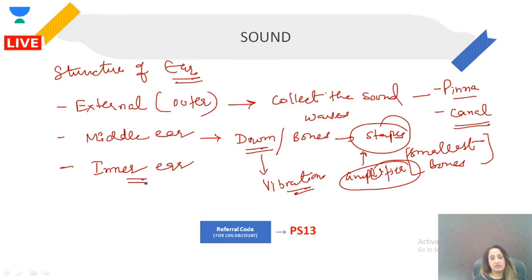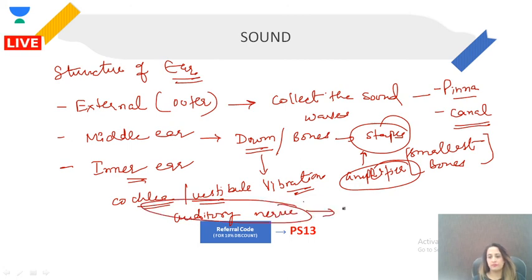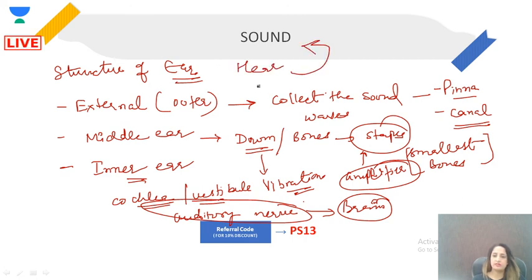So the inner ear has what we call the cochlea, and the vestibule is there. So these help us, and they are also connected to the auditory nerve, which takes the signal to the brain, and that is where the sound signal gets processed and we hear a sound.